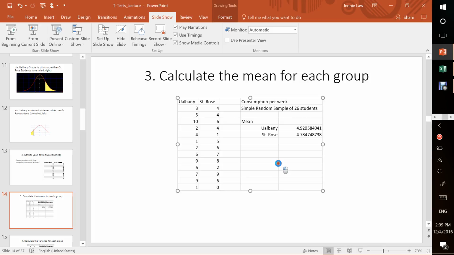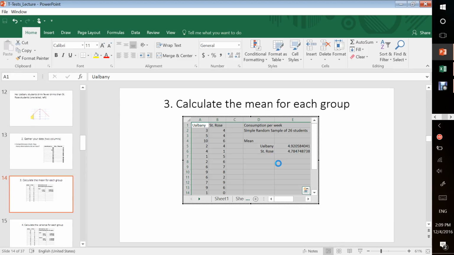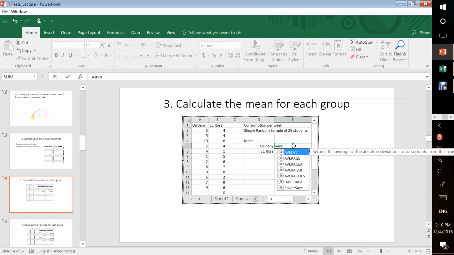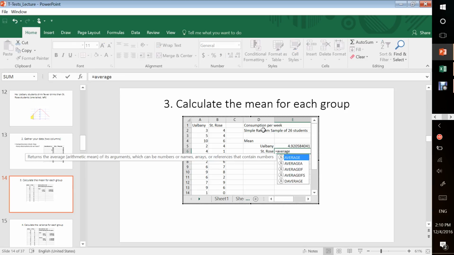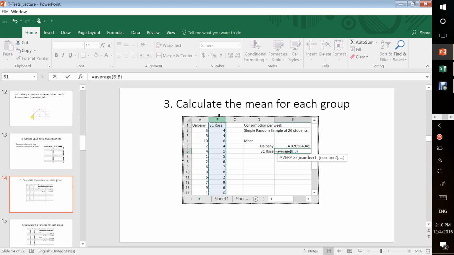Okay, so the next thing that we're going to do is to calculate the mean for each group. And if you double click here, you can see that I've already done that using our average function. So all I did was type in, okay, let's find the mean that UAlbany students drink, and then let's find the mean that St. Rose students drink, just using this function that you're all familiar with, the equals average.